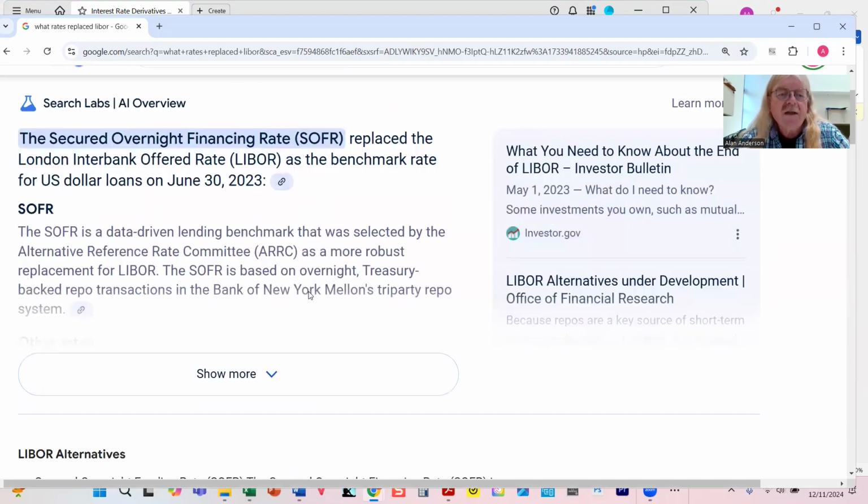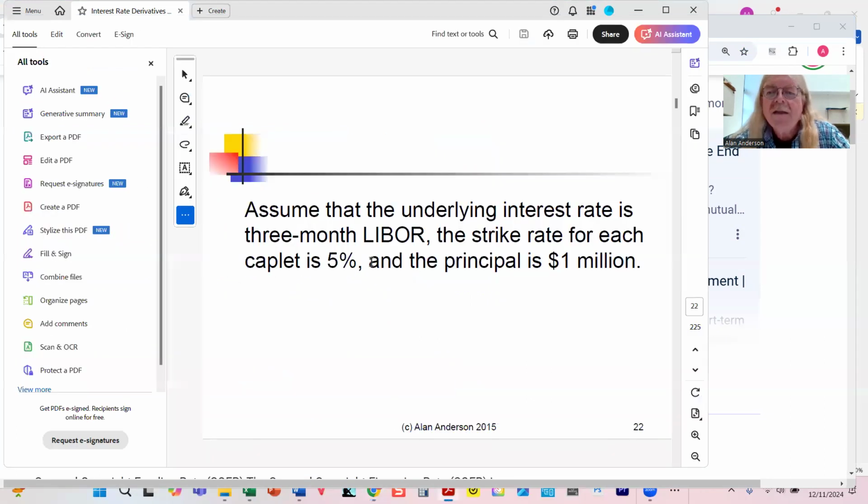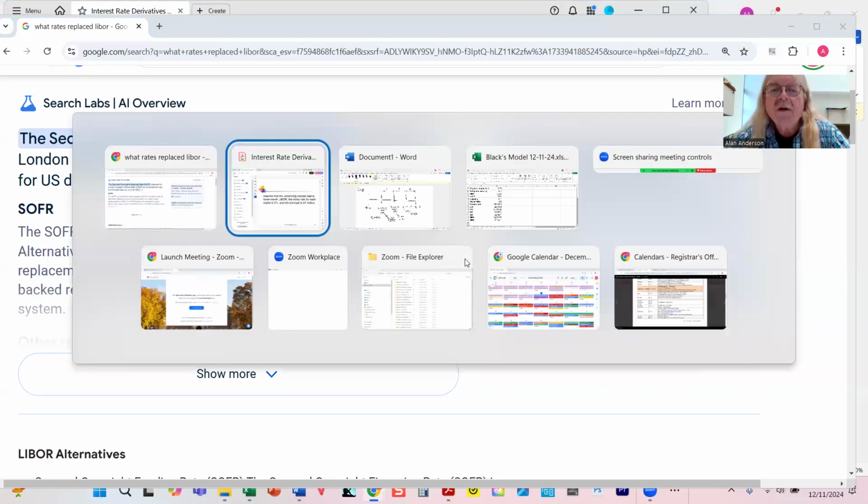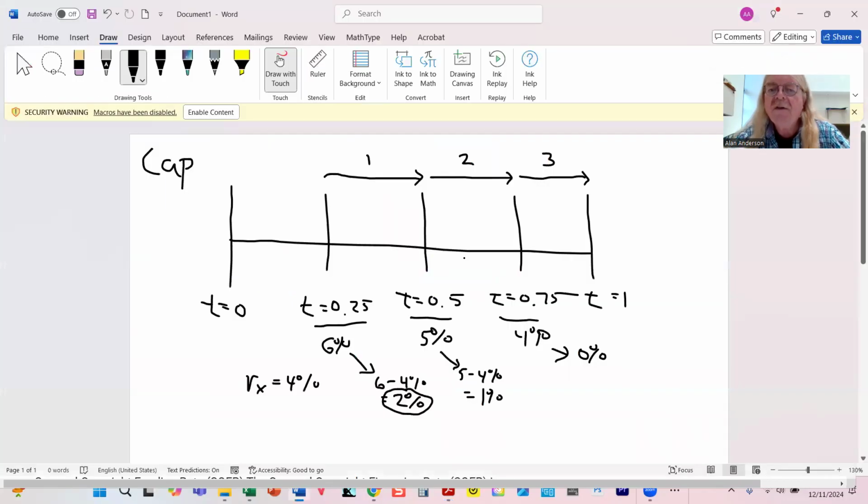SOFR for the United States. You would use that for transactions in dollars instead of LIBOR because we know that it's safer and there's a lot less potential for fraud involved. Thanks to those crooks at Barclays, this became necessary a few years ago. But the rate of interest that we are basing all this on is often a function of SOFR or LIBOR.